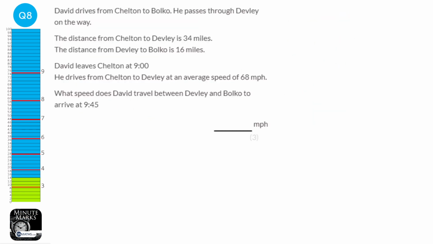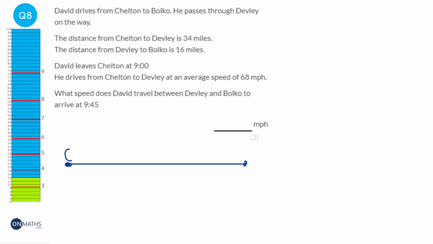There's an awful lot going on in this question. Whenever there's an awful lot going on, it's always best to draw a diagram. So we're going to start off at Chelton, which is a C. Then we go to Bolko, that's where we're going. And we go through Devley on the way. So we'll do D there. Distance from Chelton to Devley is 34 miles. Distance from Devley to Bolko is 16 miles.